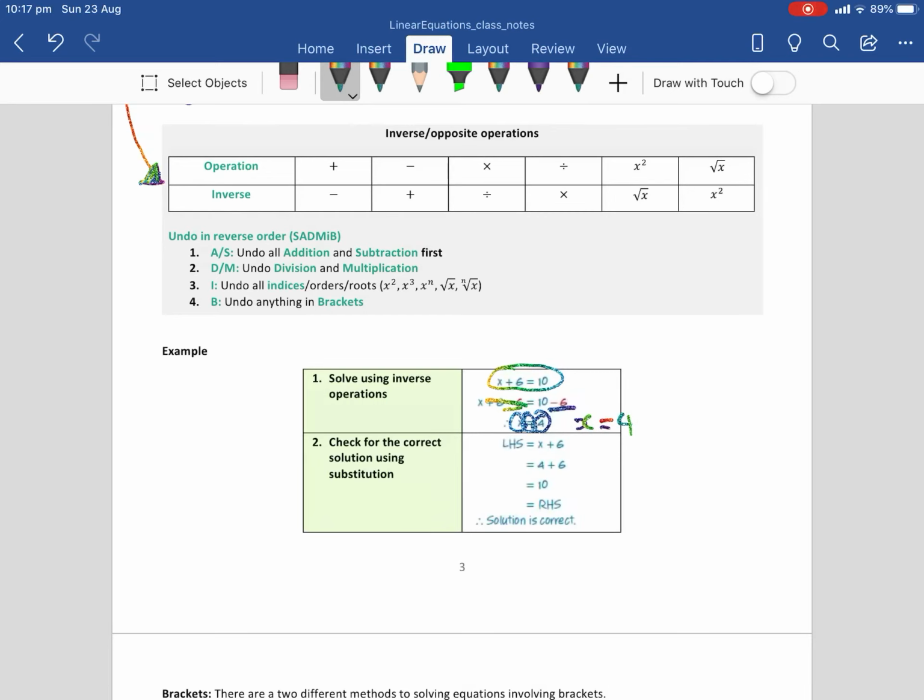Now, to double check that that's right, you can substitute that into the equation above. So here, instead of x, you're going to put a 4: 4 plus 6 equals 10. Okay, 4 plus 6 does equal 10. So you know that you've got it right. Okay, that's how we get this. Solution is correct.